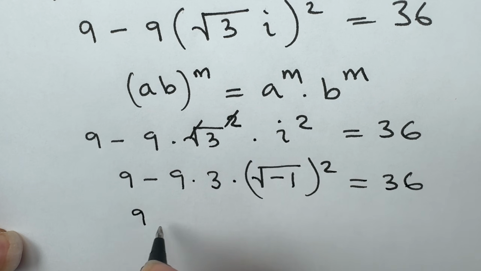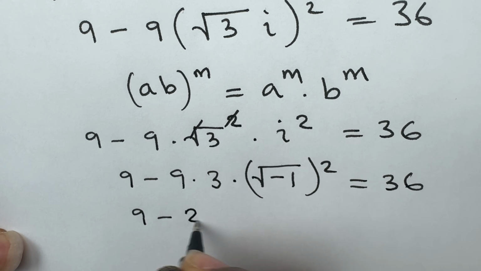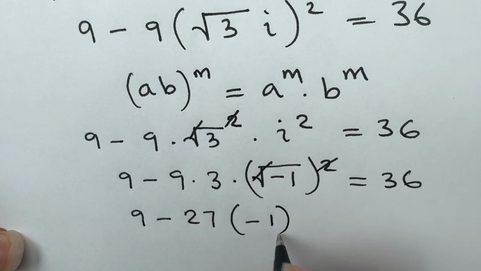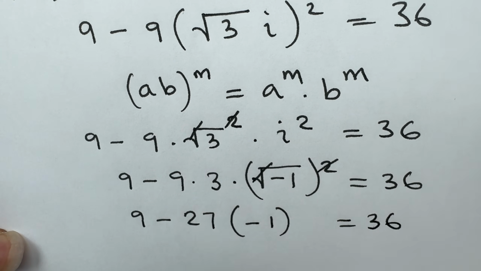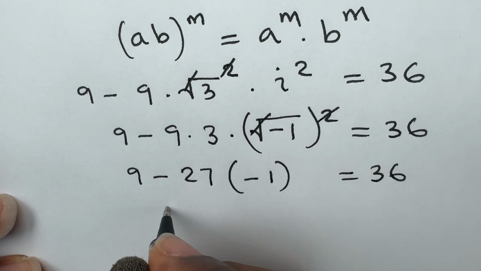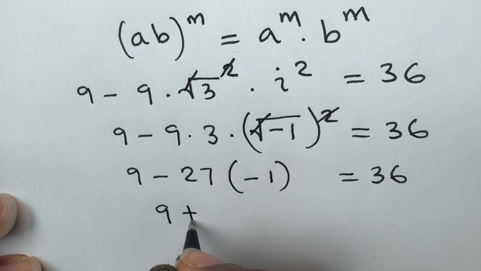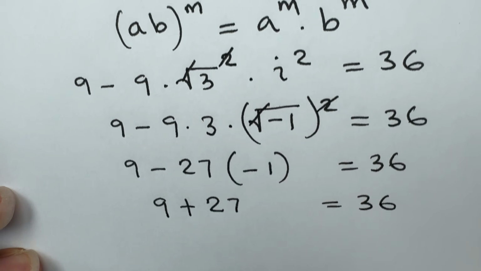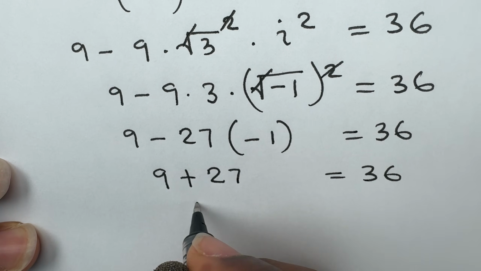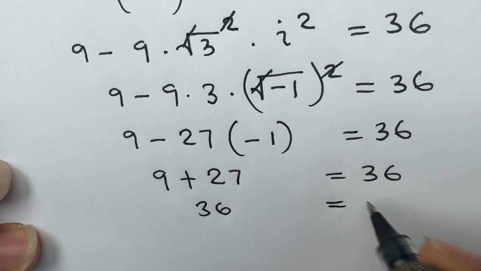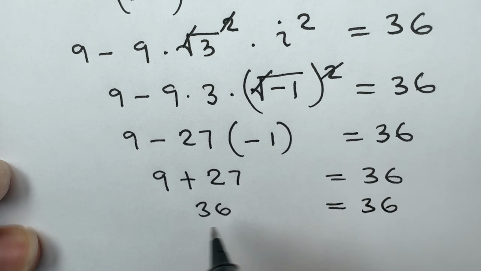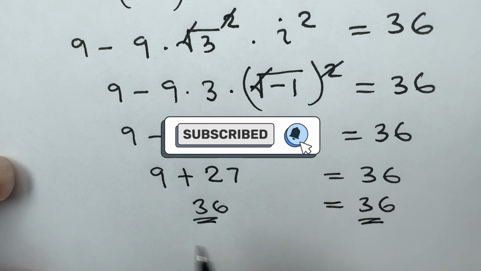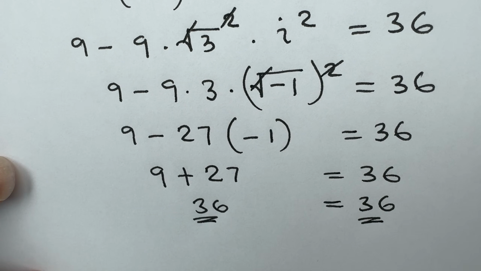So this gives us 9 minus 9 times 3 is 27, and then this cancels this to give us minus 1 is equal to 36. So we have 9 minus times minus is plus, then 27 to give us 36. 27 plus 9 is 36. So once again, from the second equation, the solution is correct, since the left-hand side balances the right-hand side.